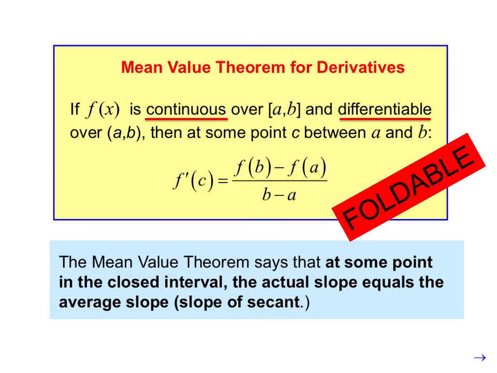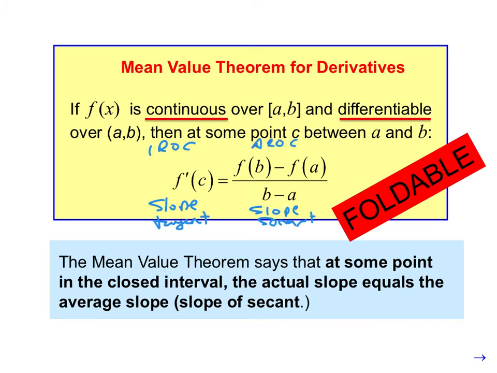All right. So let's review a couple things here. So the mean value theorem for derivatives, we have done this before, and it's probably on your foldable, but let's put it on there again. This is finding the average slope, where the slope of the tangent is equal to the slope of the secant, or in other words, IROC equals AROC.